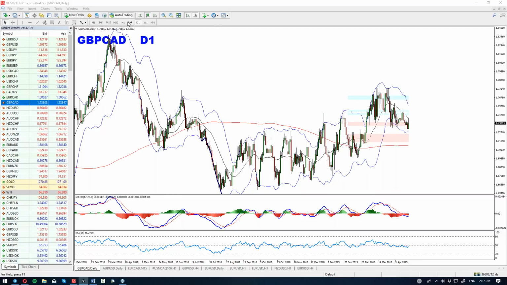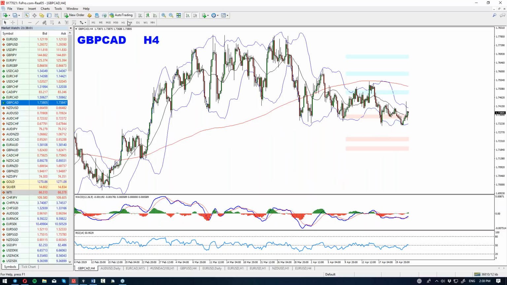As for now, pound CAD for me, personally, is neutral. Okay. At the moment, this low wasn't validated. Game is over as for now. So once again, this is just a reminder, yeah.